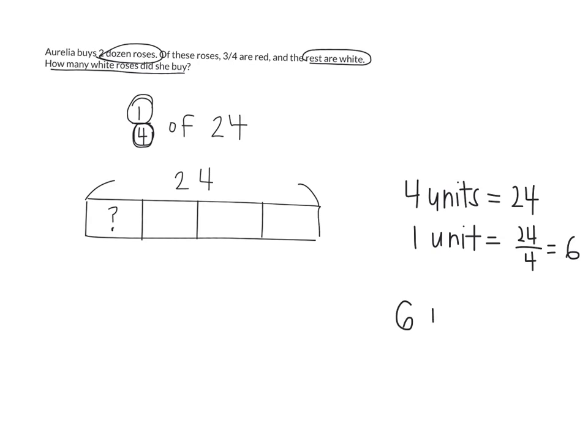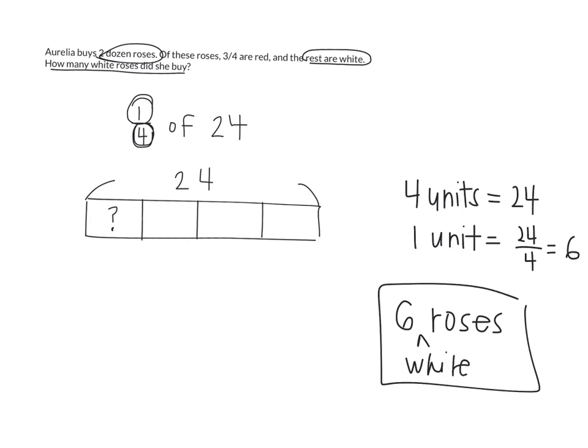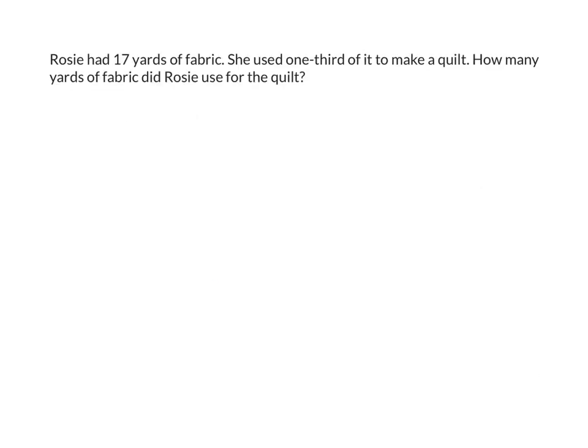So how many white roses did she buy? 6. 6 white roses. Let me ask you a question. How many red roses did she buy? 18. Yeah, because we know that this is 6, this is 6, this is 6, and this is 6, and 3 of them together for the red roses would be 18 red roses. Very good. Try this one.